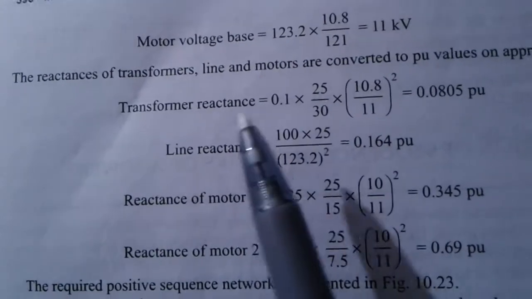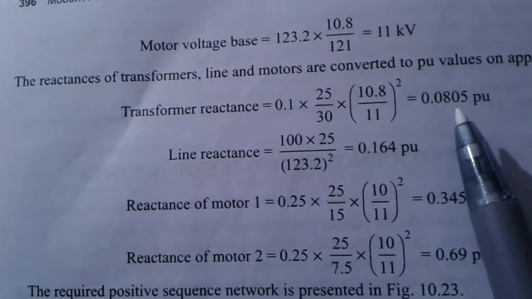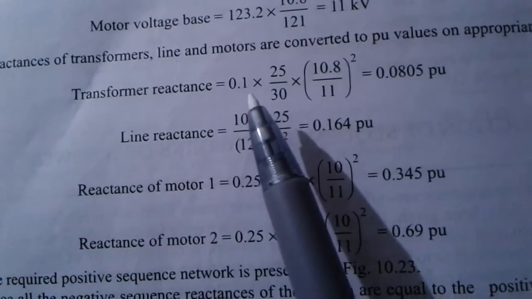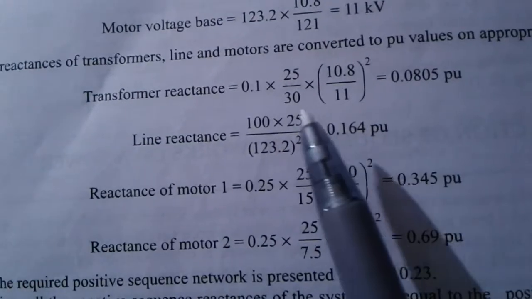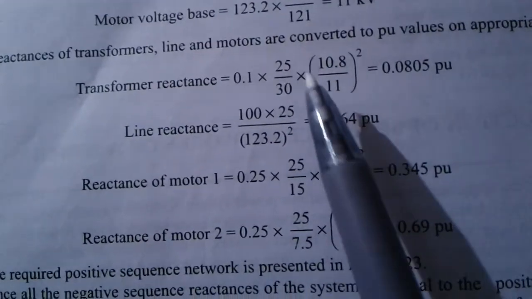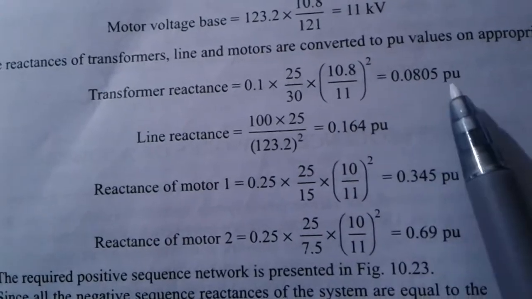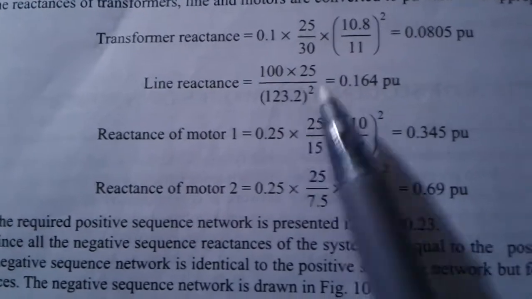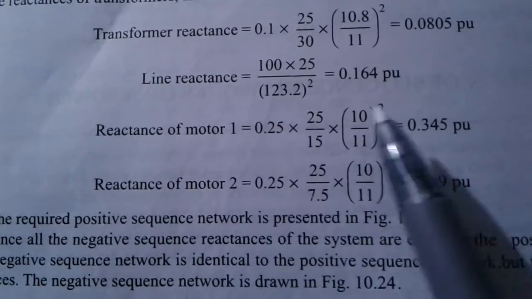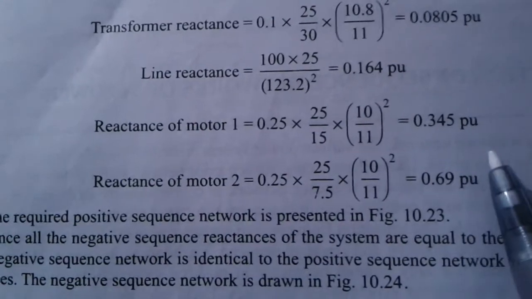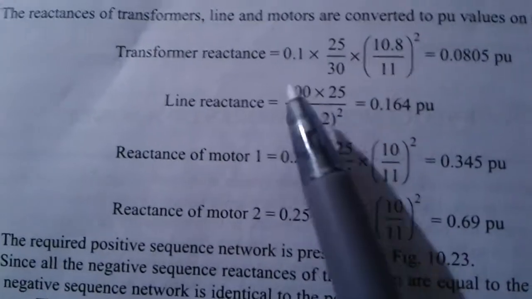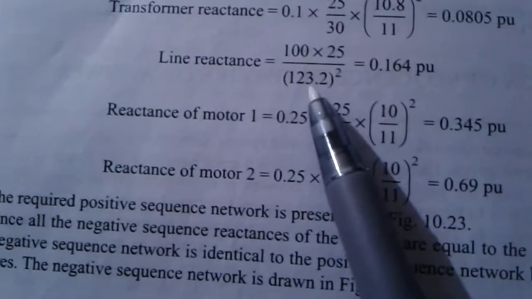Transformer reactance: we have to find the transformer reactance, putting in the values with the formula I taught in module 1 and module 2, using the same base, 25 and 30. Then the line reactance, using the same formula, and you will get the reactance of motor 1 and of motor 2. The things we had to find here are the motor voltage base and the transmission line voltage, which we have found.